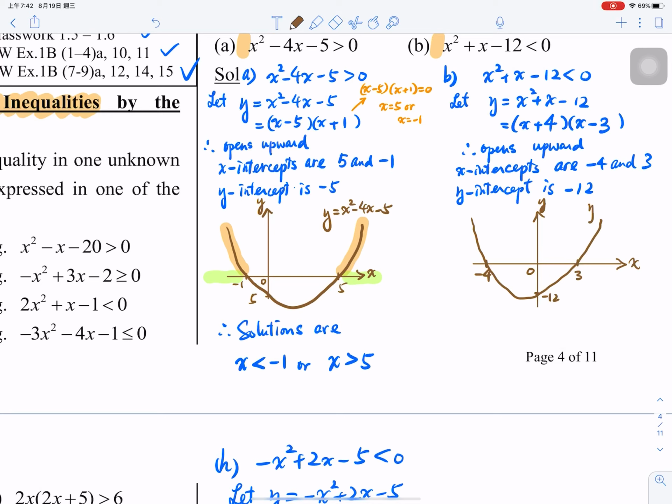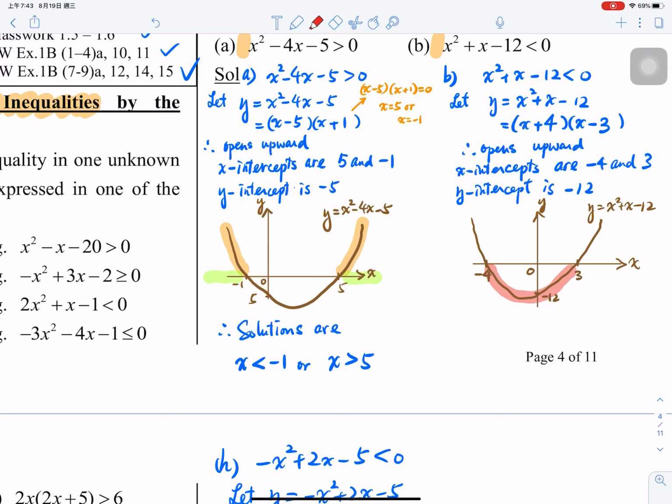About this, okay? So y equals x squared plus x minus 12, right? Then let's have a look. This time smaller than 0. That means for the whole graph, which part smaller than 0? That means below the x-axis, because those values of y are negative. That means smaller than 0. So this part of y, right?